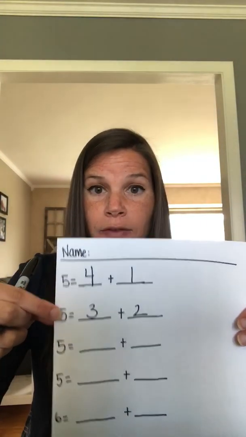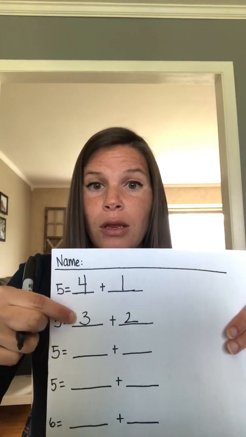You ready? So you should have done 5 equals 3 and 2. Are you ready for the next one? So I'm starting with 5 again. So 5, putting it behind my back, snap. I'm showing you 5. What's the part behind my back that I need to make 5?